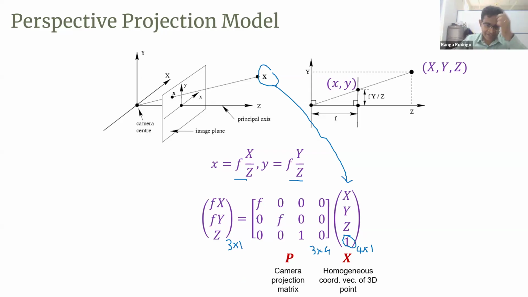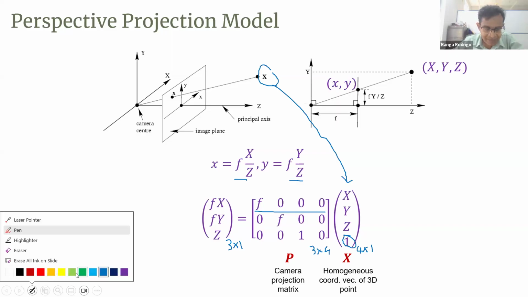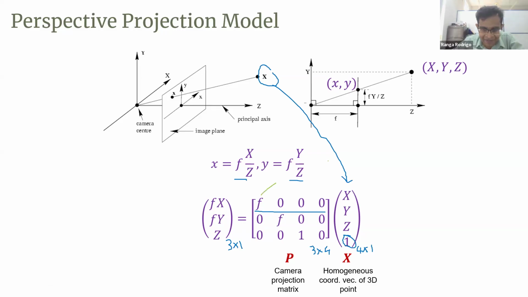Okay, let's see how this works. So we have f, we have 0, and we have 0. And you know that this f multiplies which one? f multiplies with this X, right? And then this 0 multiplies with this Y. And this 0 multiplies with this Z. And then finally this 0 multiplies with this 1. So all are 0. So fX is what you get. Is that clear for you?